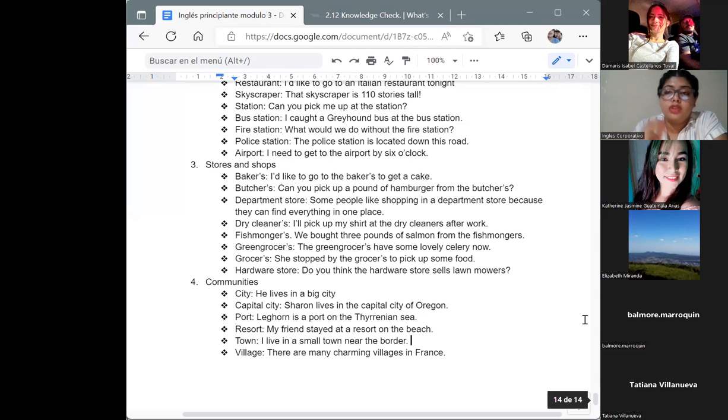En este caso, if you have problems with some of these words that we have here in the vocabulary, you have this document and you can copy the words that you have here and you can translate them into Spanish to remember all the words that we are using here. Así que pueden hacer sus propios vocabularios con estas palabras.